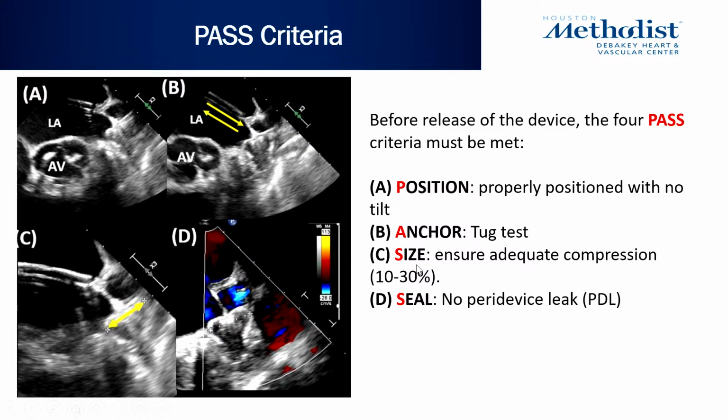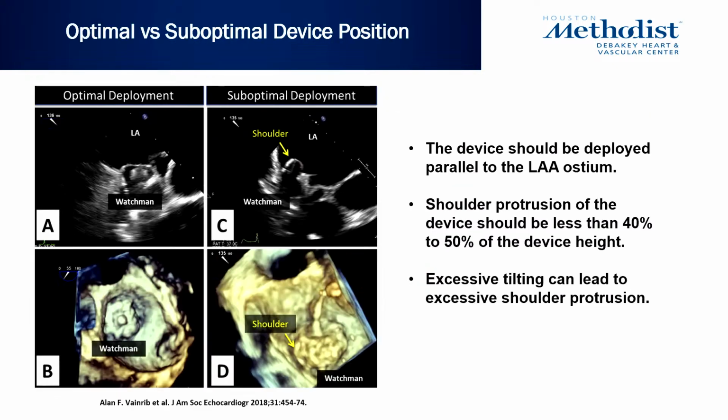You want to check the size, which is the compression that I talked about. So you want to measure that shoulder to shoulder where you see that threaded insert and make sure you have adequate compression of about 10 to 30%. And finally, check for the seal, which is screening for any peri-device leak by using color Doppler. Once the pass criteria is met, only then will you be able to release the device.